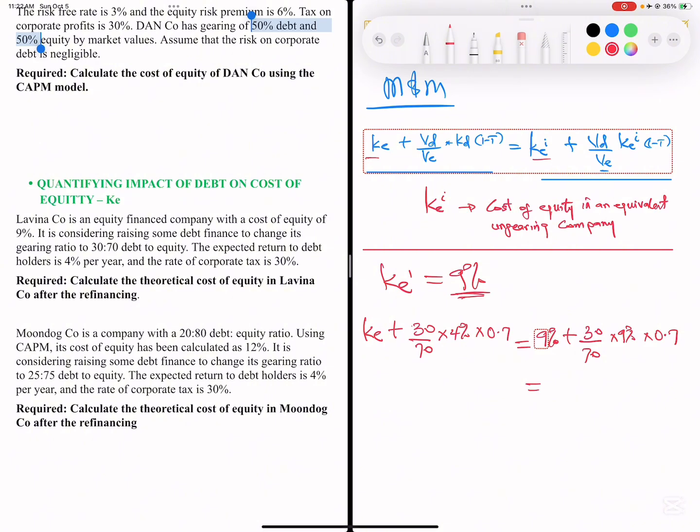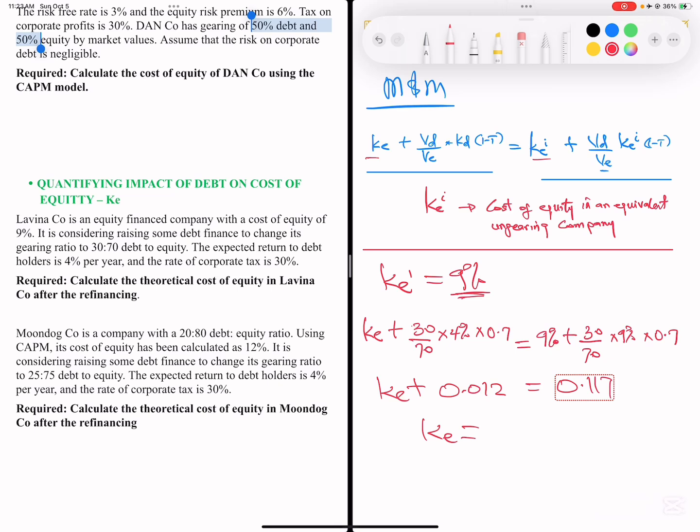So let's resolve that quickly. We have 0.7 multiplied by 9% multiplied by 30 divided by 70, which equals 0.027, plus 9%, 0.09. So that is 0.117 here. And on this other side, we have 0.7 times 4% times 30 divided by 70, which equals 0.012. So KE equals this minus 0.012.